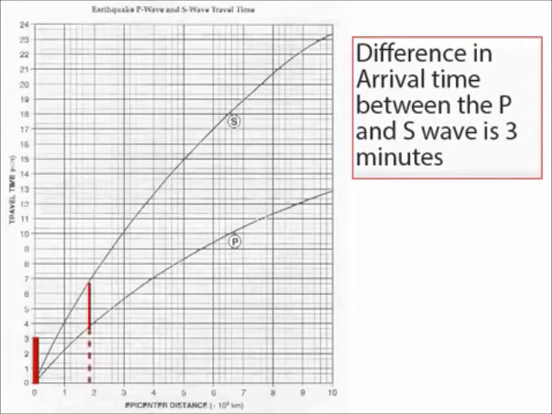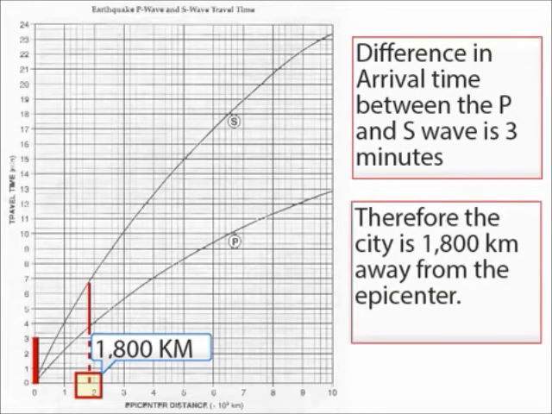Now I drop a line straight down that little dotted line, and I found it. I put a little box around it. That's 1,800 kilometers. Therefore, we now know the city is 1,800 kilometers away from the epicenter.